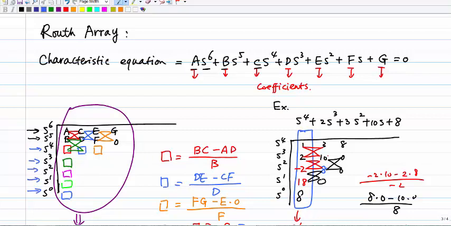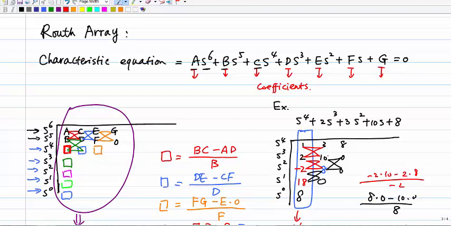Now I'm going to talk about how we compute the next row, which is S to the 4th. Let's compute the first one right over here. This one, I write over here, is given by B, C minus A and D, and divide by B.